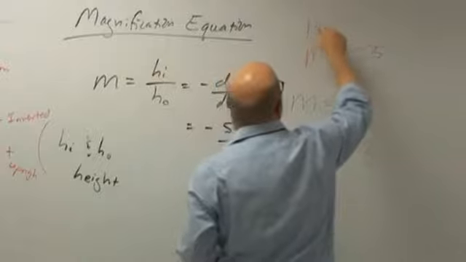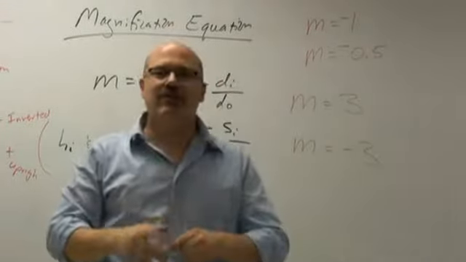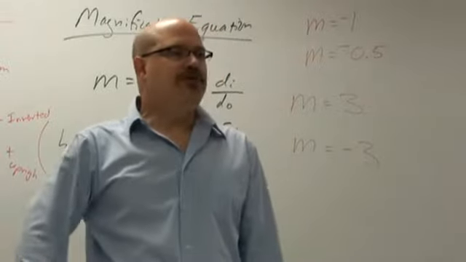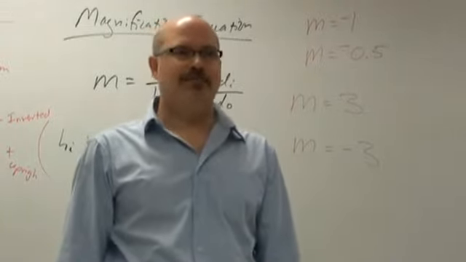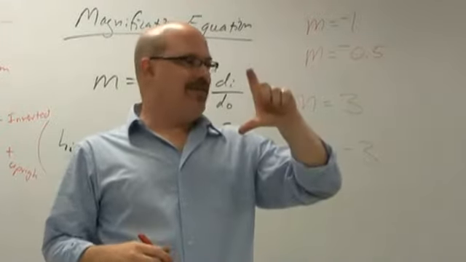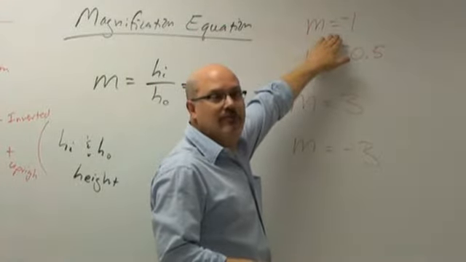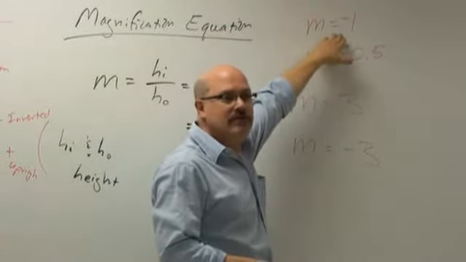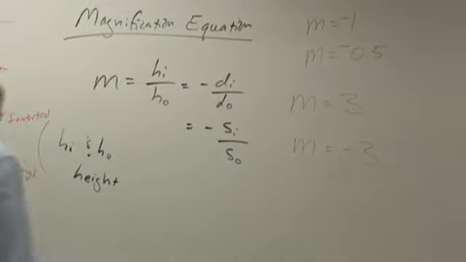If you have a magnification of negative 1, which mirror are you using, and where is your object located? At C, concave mirror. Very good. So for a concave mirror with your object at the center of curvature, you'll get this type of image. Same size, but flipped over.